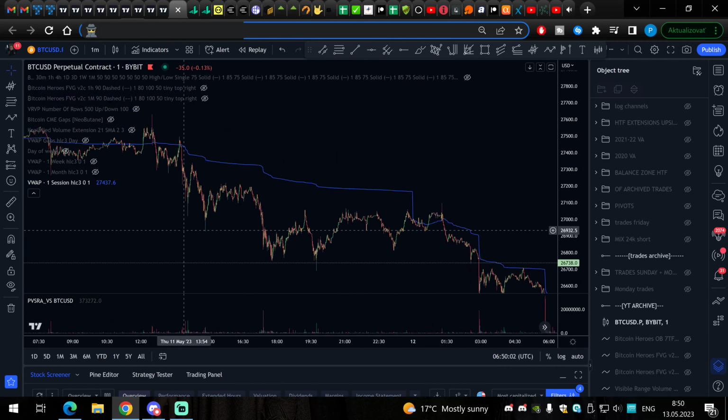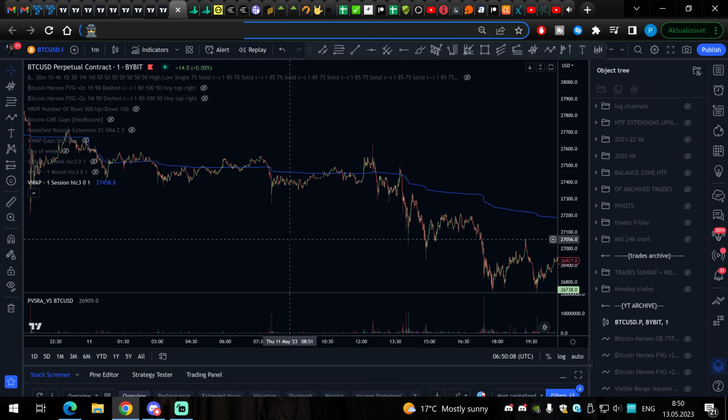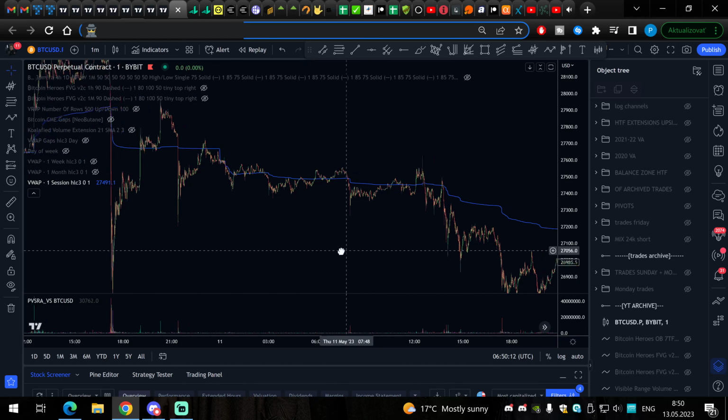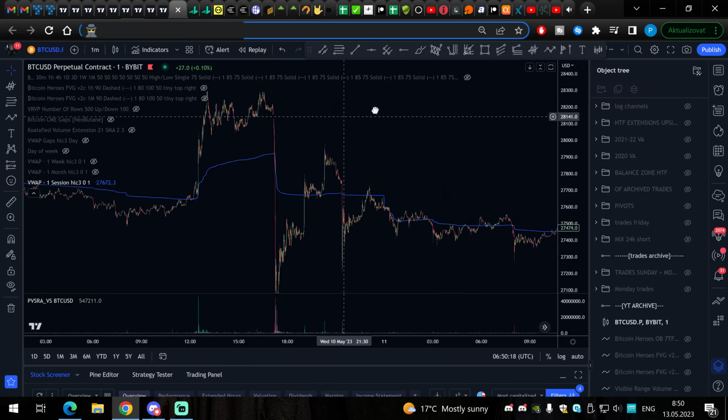Yet again, you see we are spending a lot of time under VWAP. This was also the close. So this is not a good example. Maybe here. Price was very choppy around the VWAP. That's not a good example.